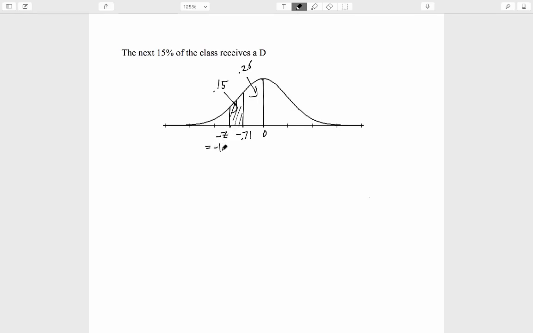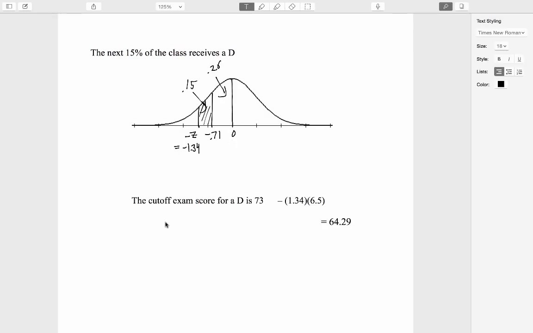This turns out to be 1.34. Our cutoff for a D is 1.34 standard deviations below the mean. In points, the cutoff for a D is the mean minus 1.34 copies of our measuring stick, and that is 64.29. And now we are ready to tie it all together.